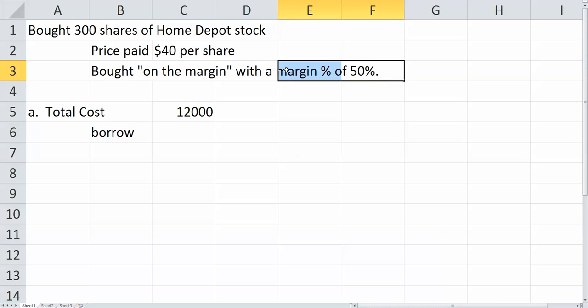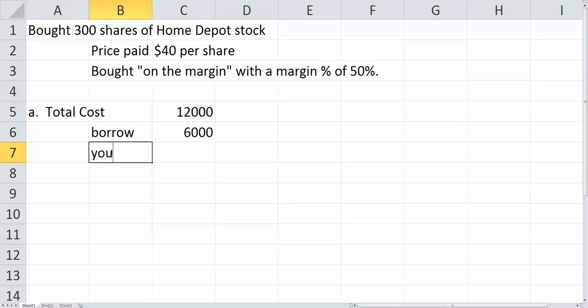This 50% margin that's mentioned right here is the percentage that you must contribute, and the rest will be borrowed from your broker. The rest meaning the difference between this percentage and 100%. So basically, you're going to put up this half, and then the remainder, or the other half, you'll borrow. So you're going to borrow 50% of the total cost from your broker. So 0.5 times 12,000 is $6,000.